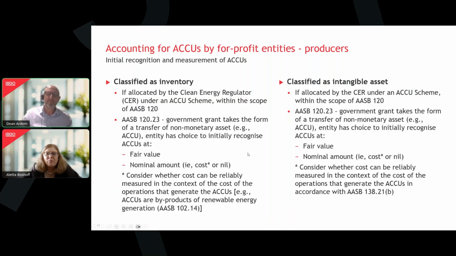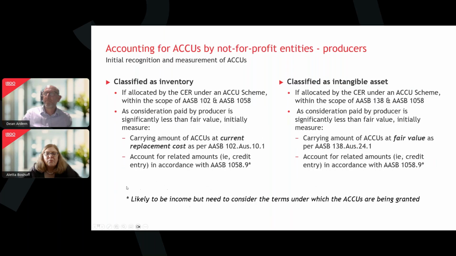Now, if we push on, now we think about not-for-profit entities, classified as inventory under the ACCUs scheme. It would be in the scope of AASB 102, but different from the for-profit entities, it's within the scope of AASB 1058. So make that distinction. That's a really important distinction because the accounting standard does differ between the two standards.